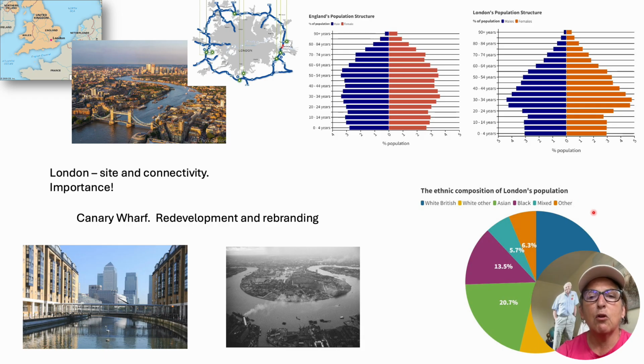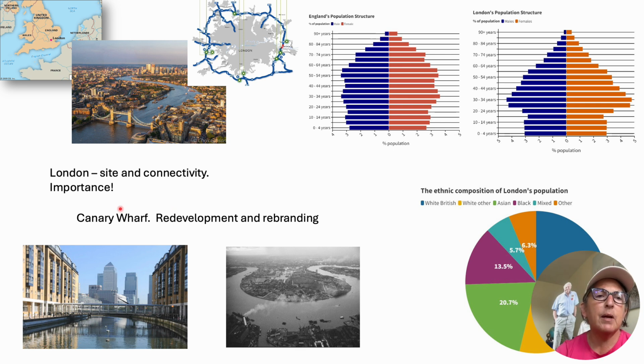And London's ethnic composition: it is the most diverse city in the UK, and if I recall off the top of my head, well over 50% of the population of London were born outside the UK. So immigration has had a significant impact on London's population structure.